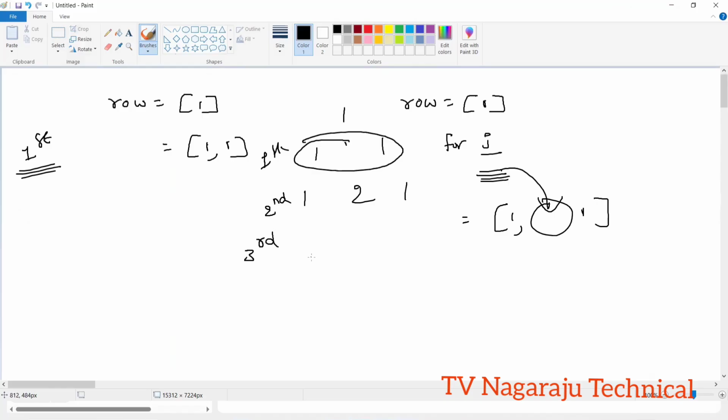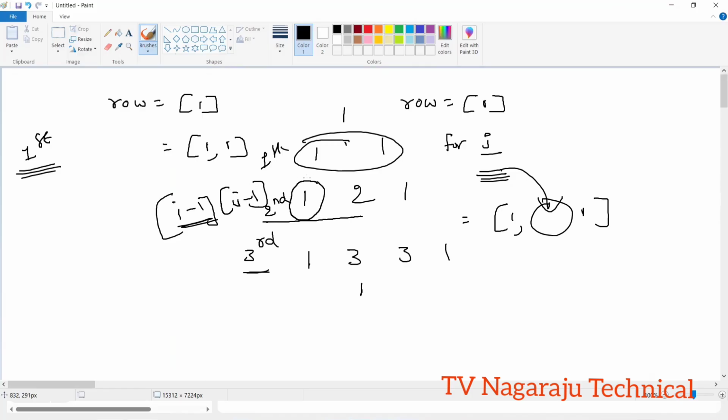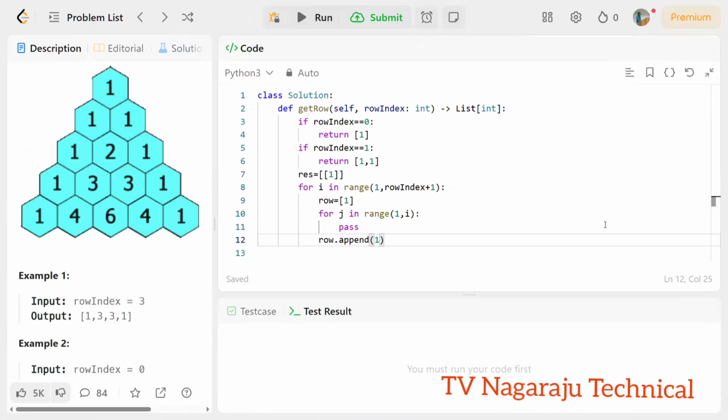Suppose you are at the third row, 1, 3, 3, 1. How? I am at the third row. You take the value from the previous row, that is the i minus 1th row. This is column number 1. Which one do you consider? i minus 1 and j minus 1. That means this element is added with i minus 1 and j. Once the adding is completed, this is appended to the row. At last, you add 1.